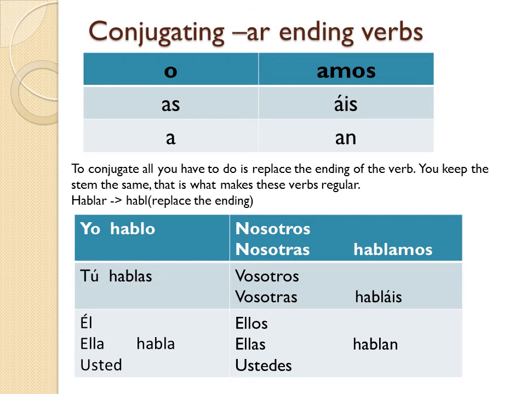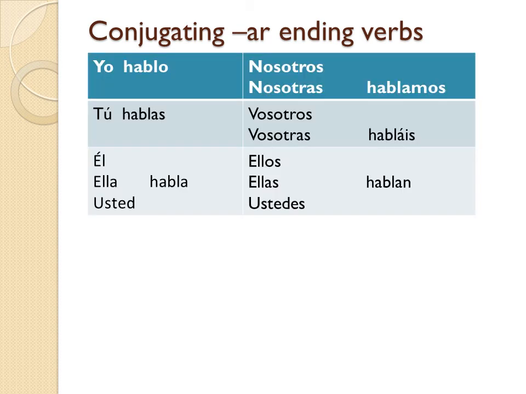That means that él, ella, and usted share the same form of the verb. Nosotros and nosotras share the same form of the verb, hablamos. Vosotros, vosotras share the same form of the verb, habláis. Make sure you realize the accent goes over the A. And then ellos, ellas, ustedes share the same form of the verb, hablan.